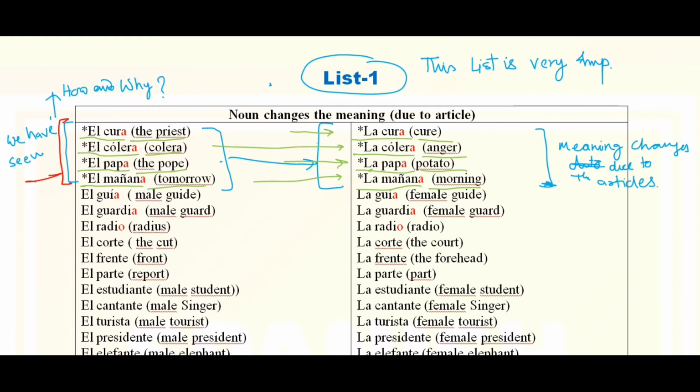So these four we have already done on the previous page. Now see some other examples where we go from masculine to feminine, but we are changing only the article, nothing else. El guía, that is male guide, but the other side is la guía, that is female guide. The noun is the same, but due to the article the meaning changes.